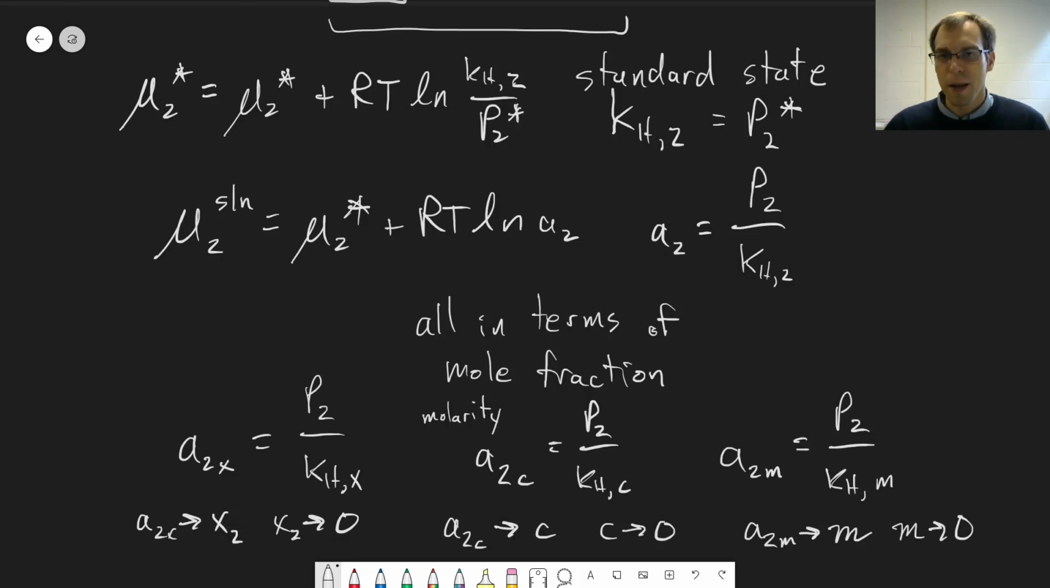So these are the different types of standard states that we can define, and it's really in terms of how we express the Henry's law constant and what we want our limiting behavior to look like. The one that's probably used the most often is this one here, because we like to use molarities as chemists, but we can use any of these.